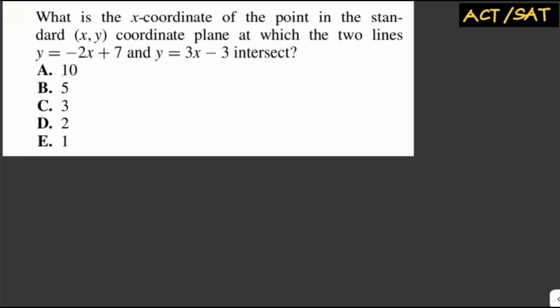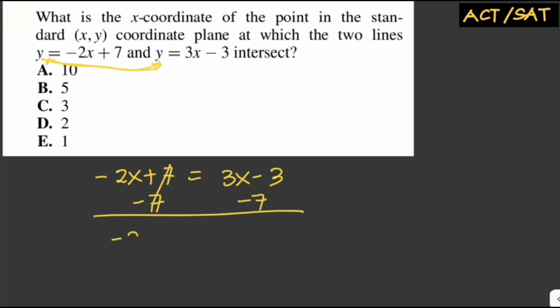Or just substitute the value of y into either of the two equations, or you can simply equate them. So that would be negative 2x plus 7 equals 3x minus 3. Then we subtract 7 from both sides. So we have negative 2x equals 3x minus 10. And then we subtract 3x from both sides.